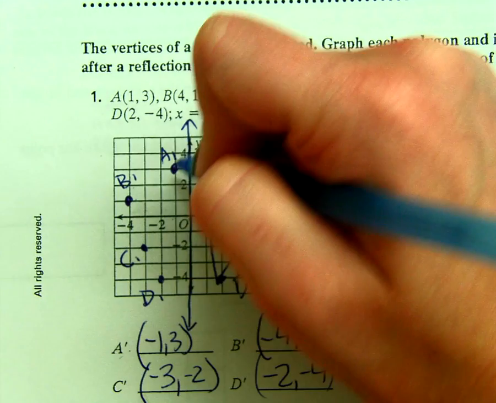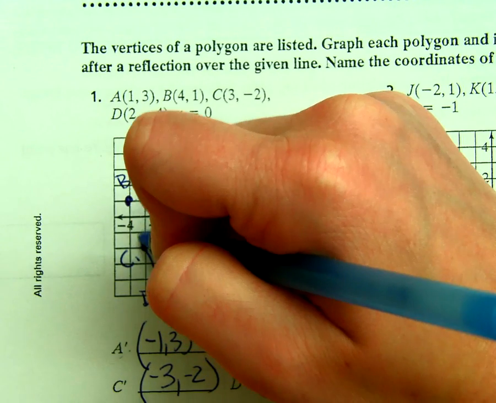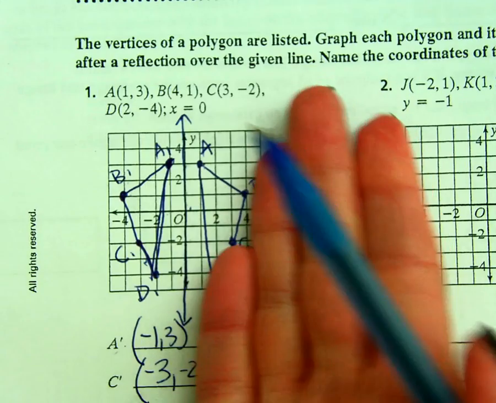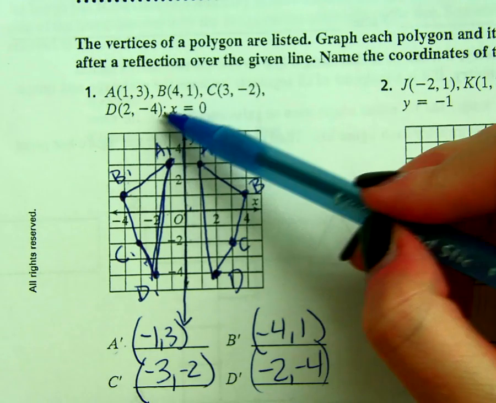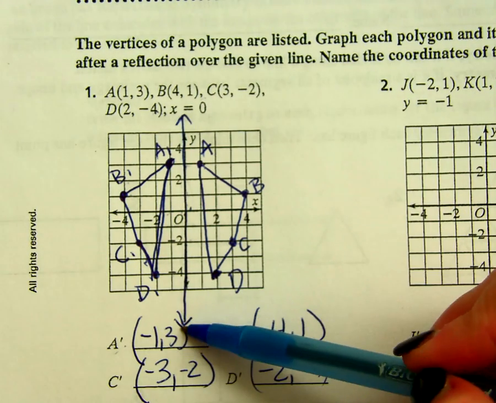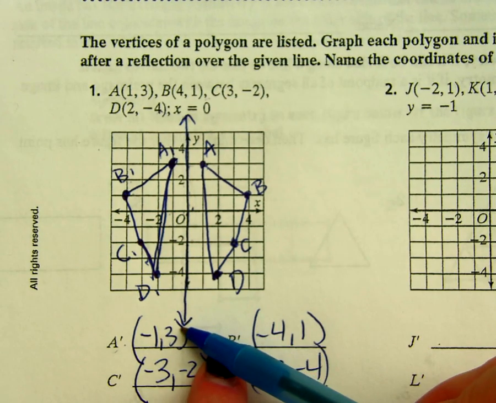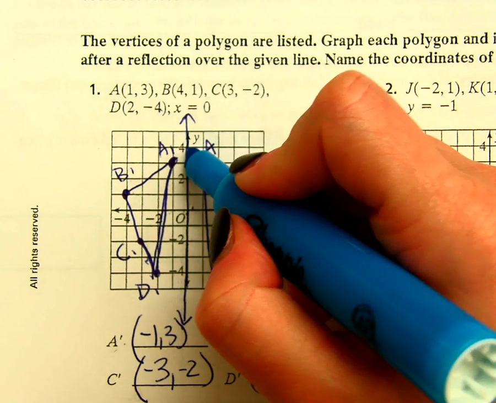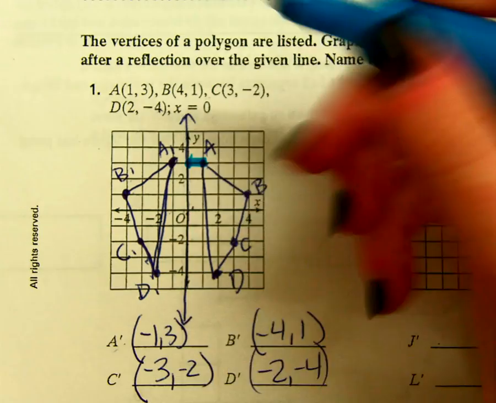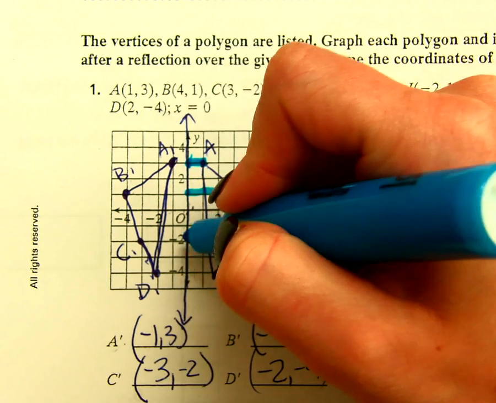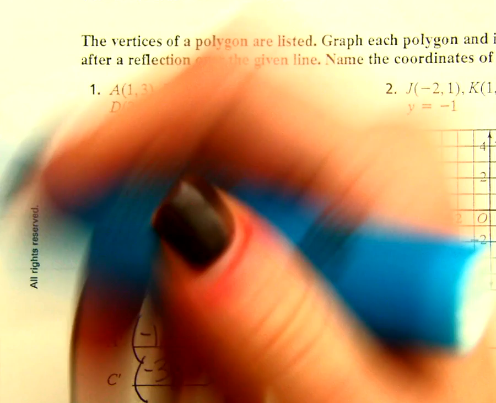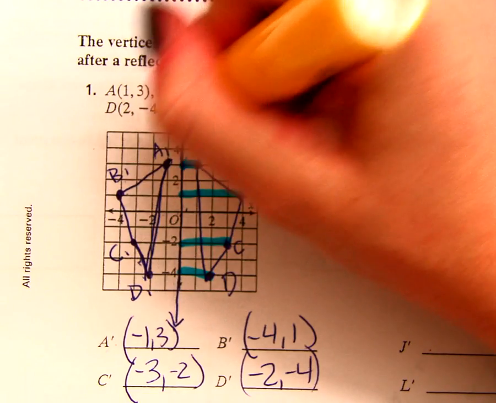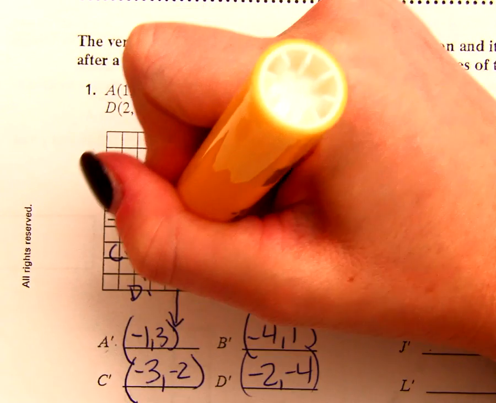So if you draw your shape, connect your points, you will see that this shape is now reflected over x equals 0, which in this case is our y-axis. All you really do is count up how many spaces it is from your line. You're going to count them up, okay? And then you're going to put them in the other direction across the line that it is given you, okay?